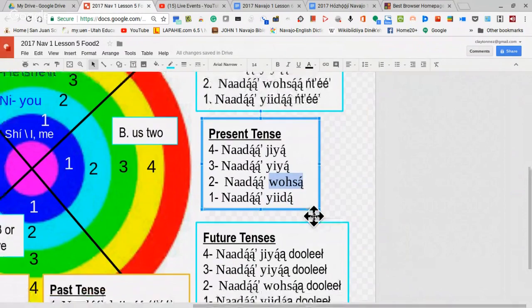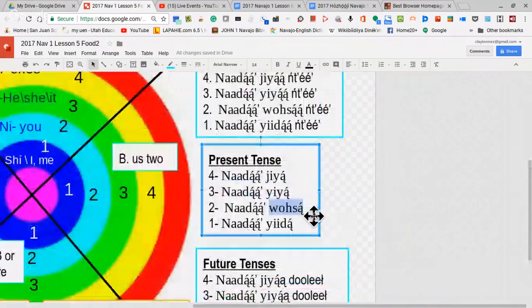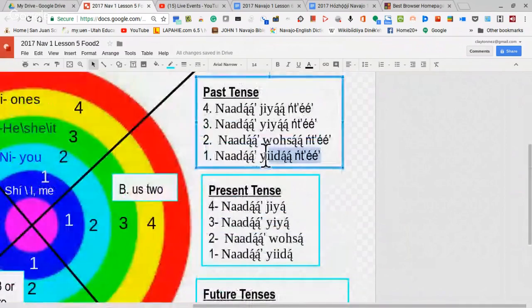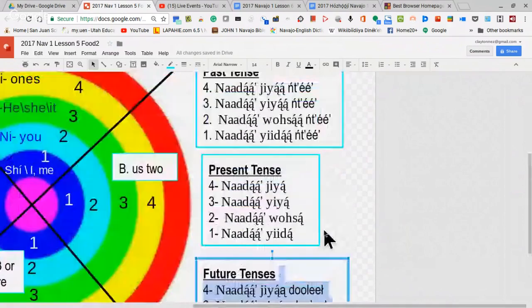Okay. And for the future, we say na da yi dan, or you two na da wo san, or those two, those people over there, na da yi yan, and polite form na da ji yan. Okay, so future tense. Take that same verb.